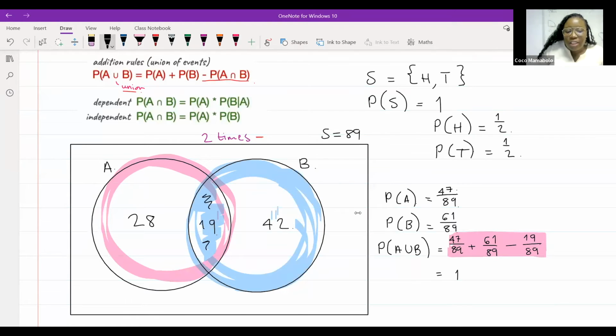And what we've just learned is called the addition rule. Okay, here it is, I've written it over here. So the probability of A or B is going to be the probability of A plus the probability of B minus the probability of A and B.